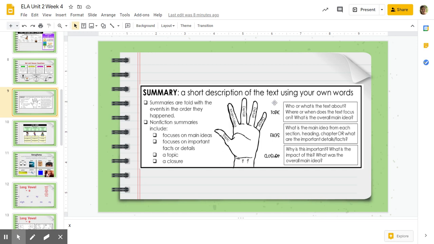So here's an example. The topic is the who or what the text is about, and where or when the text focuses. What is the overall main idea? Then you list your facts. What is the main idea from each section, heading, chapter, or what are the important details and facts? Then closure. Why is this important? What is the impact of this? What was the overall main idea?